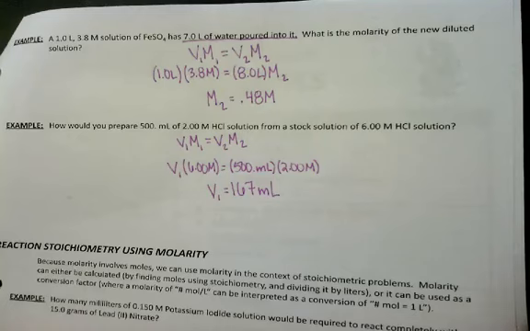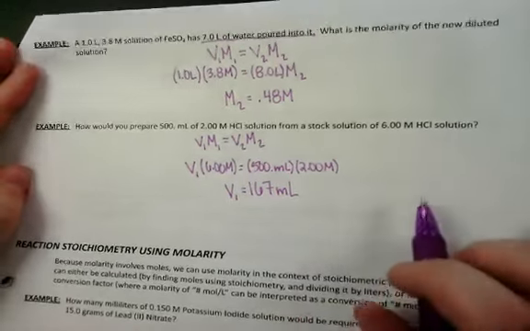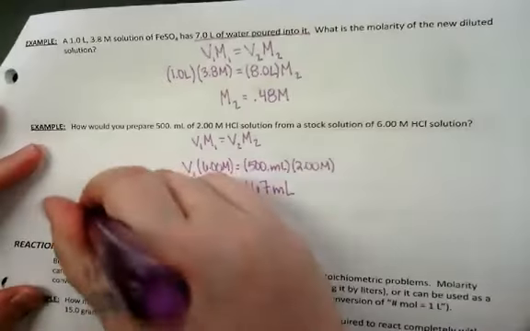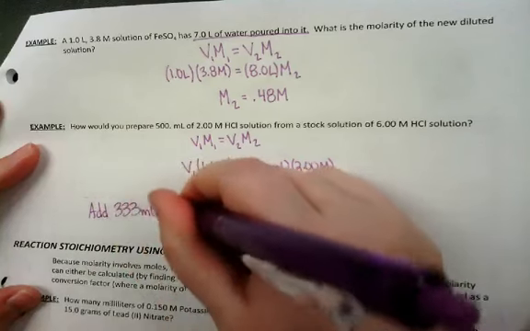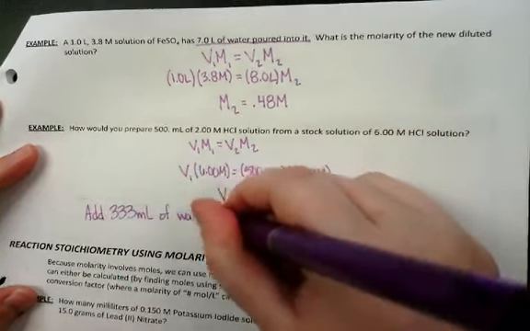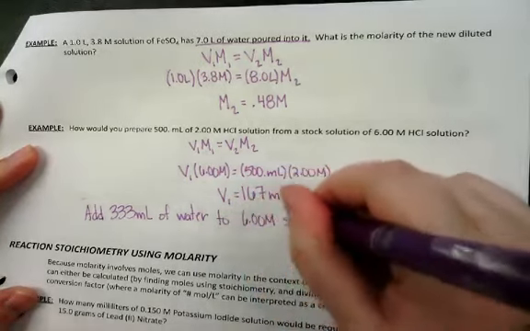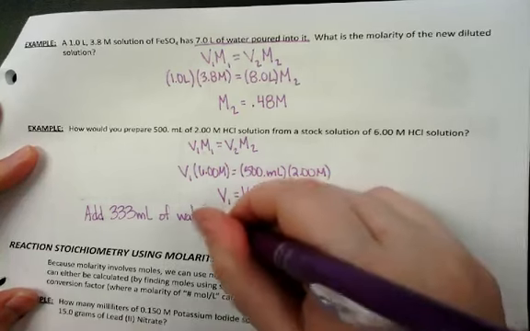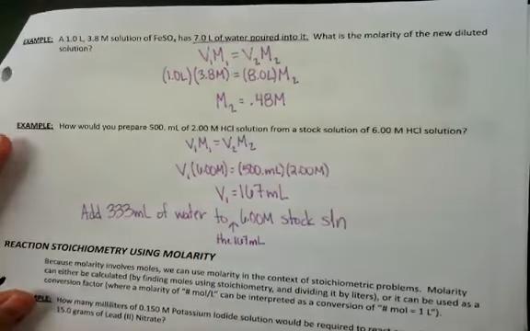Add what? 400, and we said it was 33. You're off by 100. So we're actually going to add 333 milliliters of water to the 6 molar stock solution. Or if you want to say to the 167 milliliter 6 molar stock solution, however you want to say that, okay?